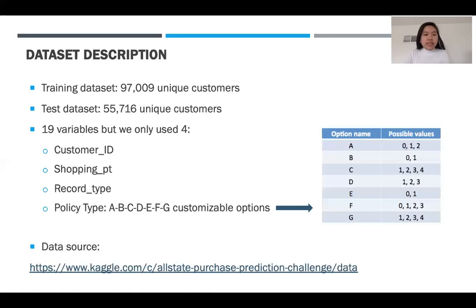We got our data set from Kaggle, and the data set came in 2 files. One file has the training data set, which has 97,009 unique customers, and the other file has the test data set, which has 55,716 unique customers. There are 19 variables in the data sets, but we are only using 4 for our models. They are customer ID, shopping point, record type, and the policy options, which are labeled as A, B, C, D, E, F, G, and each option has 2 to 4 possible values.